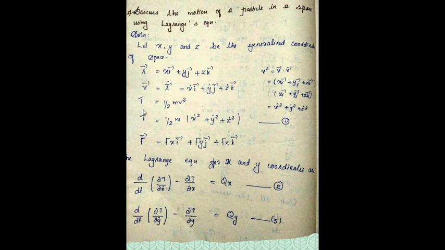So here T is the kinetic energy, which is 1 by 2 m v square. Now apply the value of v. v square means v vector dot v vector. So by deriving you will get x dot square plus y dot square plus z dot square. Now you can take the force, with three coordinates: force x i vector plus force y j vector plus F z k vector. Now you can substitute all this in Lagrange's equation for the x, y and z coordinates.